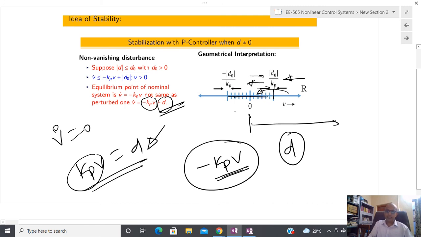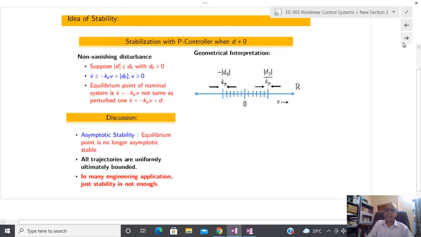And this is the notion of stability. The notion of stability is telling that I am not claiming that I am going to converge to the equilibrium point, but I am going to remain in the sufficient vicinity of the equilibrium point. And this is called uniformly ultimately bounded. What is the meaning of uniformly ultimately bounded? It means that if you start anywhere in this region, you are not going to diverge. You are going to remain inside this region forever.